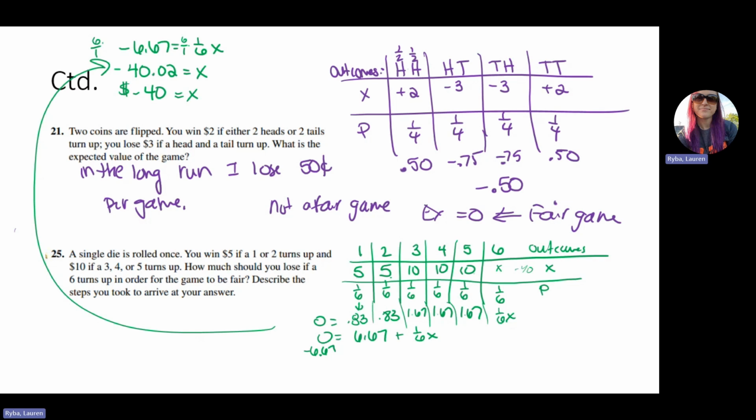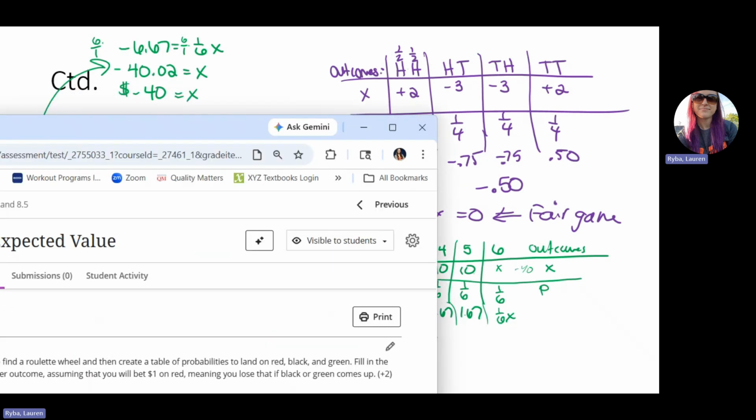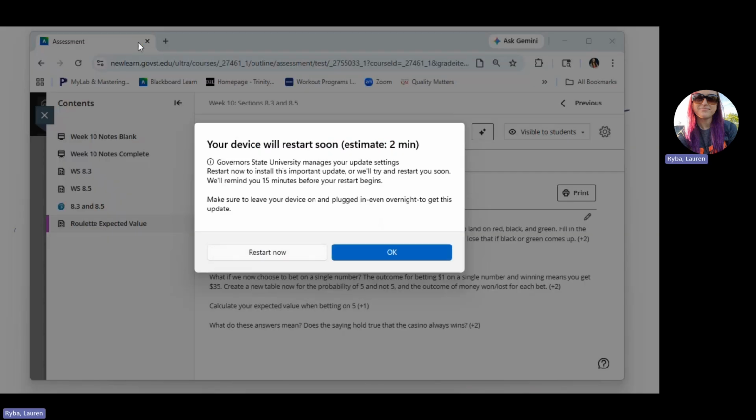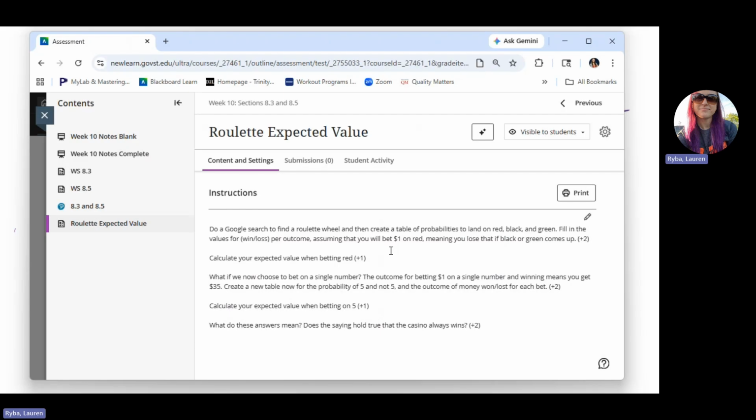You have one thing that you are going to do for me. It is your quick check. It is called the roulette expected value. Generally, I've done this one in the past where I have you work in groups just to kind of work on this together, and then you can upload it. So yes, I've got 2 minutes. I think I can make it.